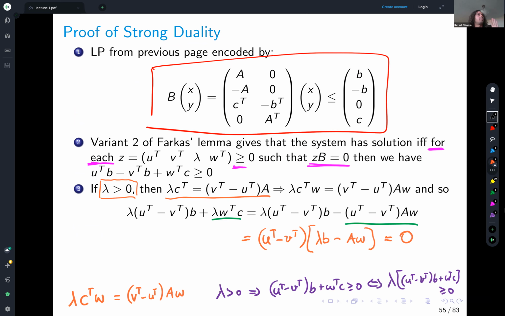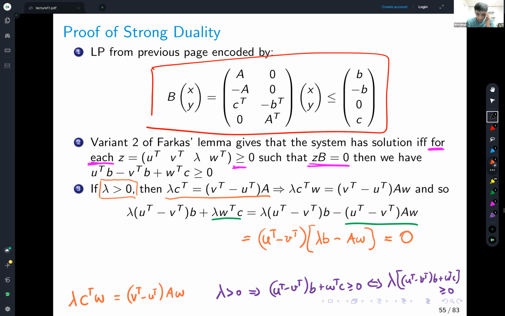So if lambda is bigger than 0 in our vector Z, then we know that this inequality holds, because what happens here is exactly that this quantity has to be equal to 0. Okay? So this deals with the case that lambda is bigger than 0. Does that make sense? Any questions so far?